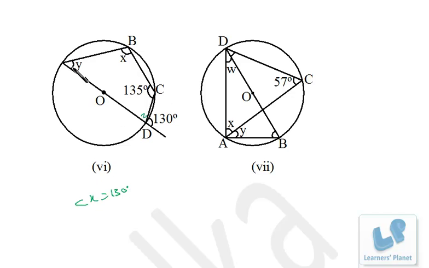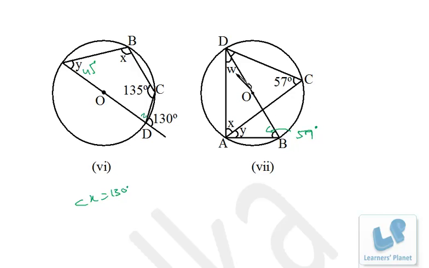Okay, getting my point? Similarly, angle 135 plus angle Y must be 180 because again it's a cyclic quadrilateral. So angle Y will be 180 minus 135, that is 45 degrees. Okay, very simple. In this case, the segment DA is there. So angle 57 and this angle, both of them are in the same segment. So it is also 57 degrees.